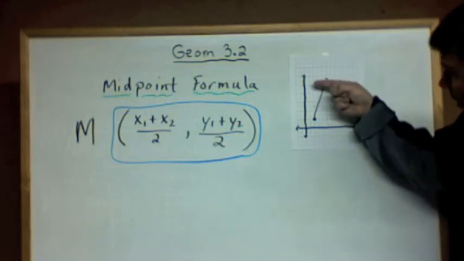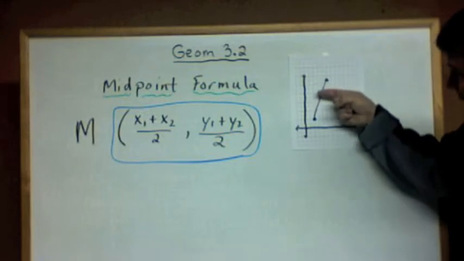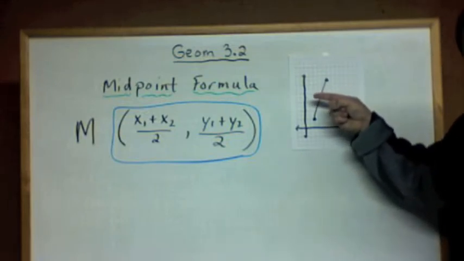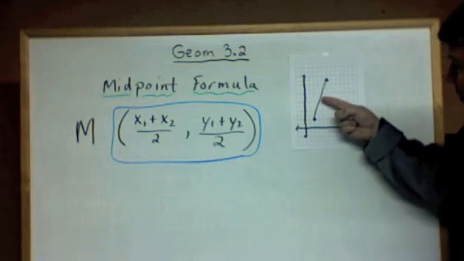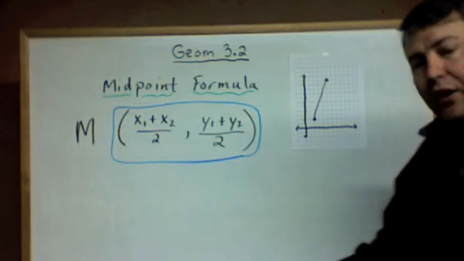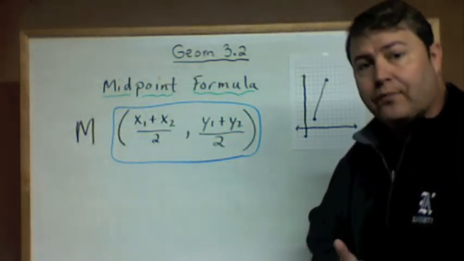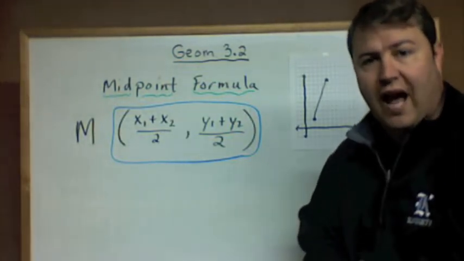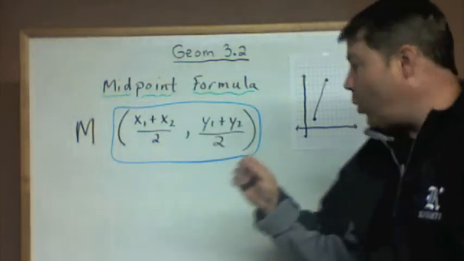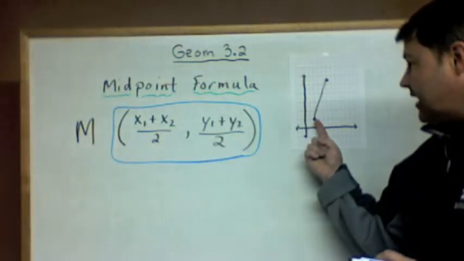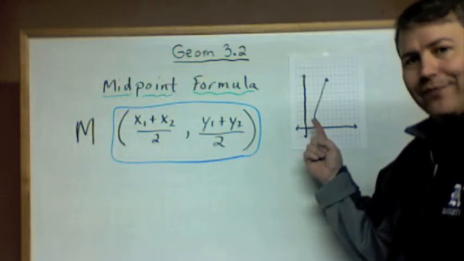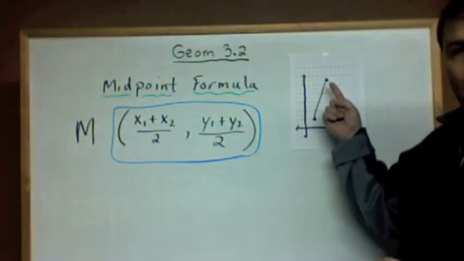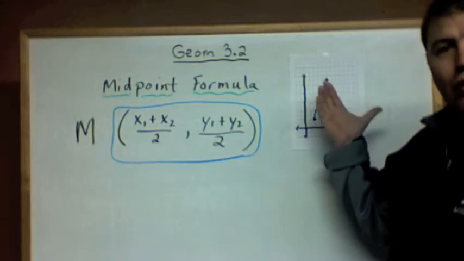Well, if it were perfectly up and down, I could just count half the units up. That would be easy. But it doesn't look like the midpoint goes through any particular corner, so I can't tell just by looking. When I can't tell just by looking, I can always use this formula. If your points have coordinates, the first point, say this one, has coordinates x1, y1, and this point has coordinates x2, y2, here's what you do.